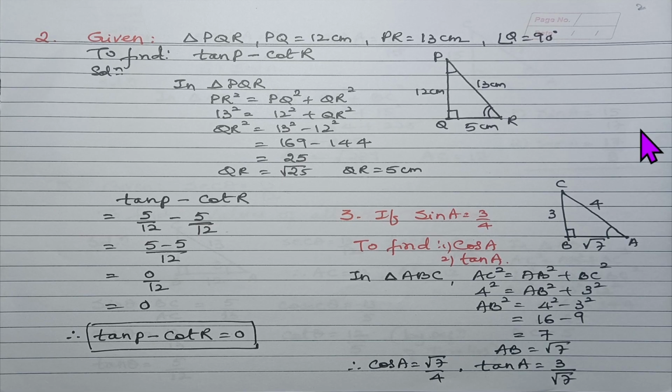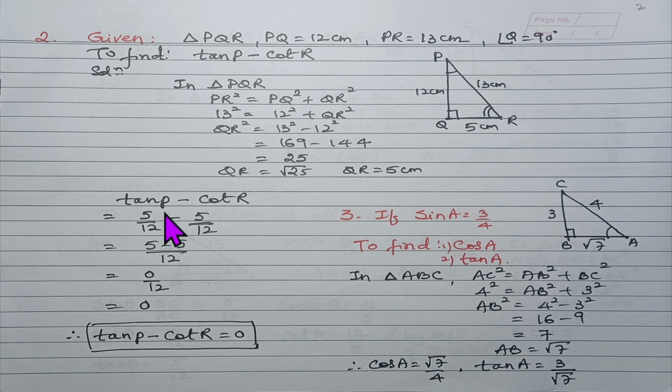Now coming to the next example, we are given a triangle PQR, and here PQ is 12 centimeters, PR is 13 centimeters, and QR is not given here. We have to find tan P minus cot R, but angle Q is given as 90 degrees. Now let us construct the triangle PQR here as I have shown. Now in triangle PQR, PR square is equal to PQ square plus QR square by Pythagoras theorem. That means we have got QR as 5 centimeters. So now we know all the three sides, that is QR is 5, PR is 13, and PQ is 12.